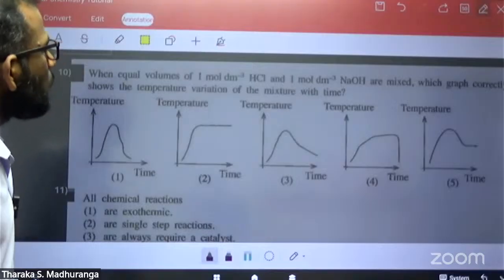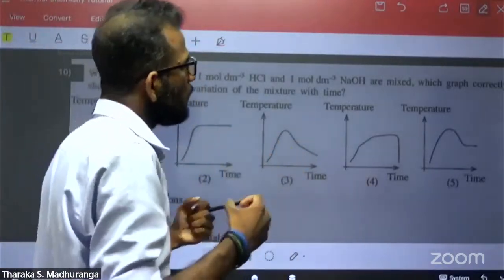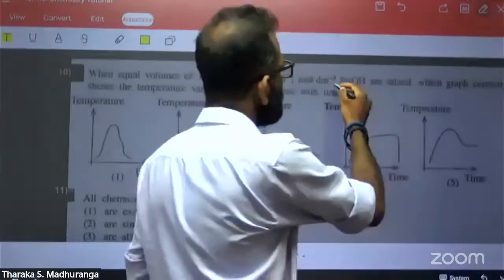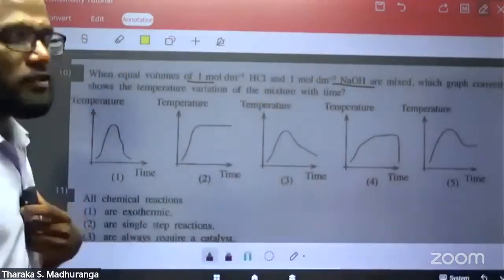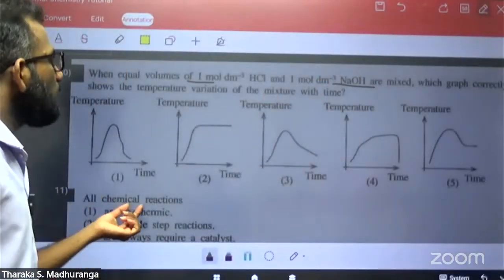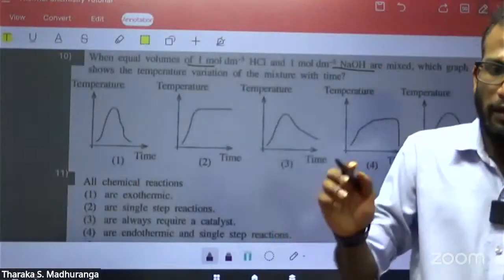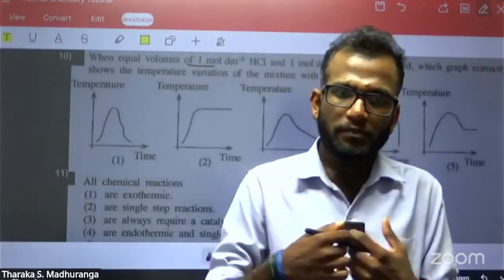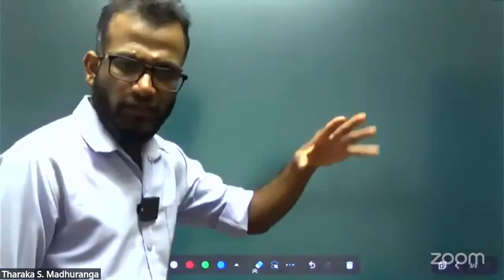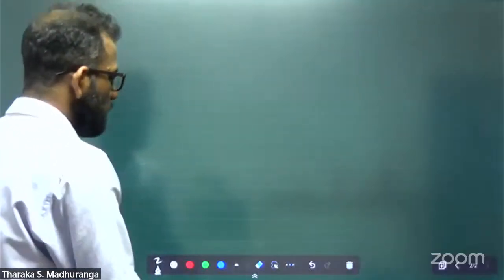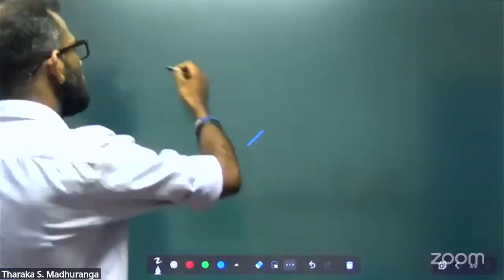Okay, this is a thermochemistry question. When equal volumes of 1 mole per cubic decimeter HCl and 1 mole per cubic decimeter sodium hydroxide are mixed. It is again exothermic, right? Which graph correctly shows the temperature variation of the mixture with time? Now, it is an exothermic reaction. With time, what happens to temperature? Increasing or decreasing in exothermic reactions? Quickly send me. In exothermic reactions, with time, is the temperature increasing or decreasing?